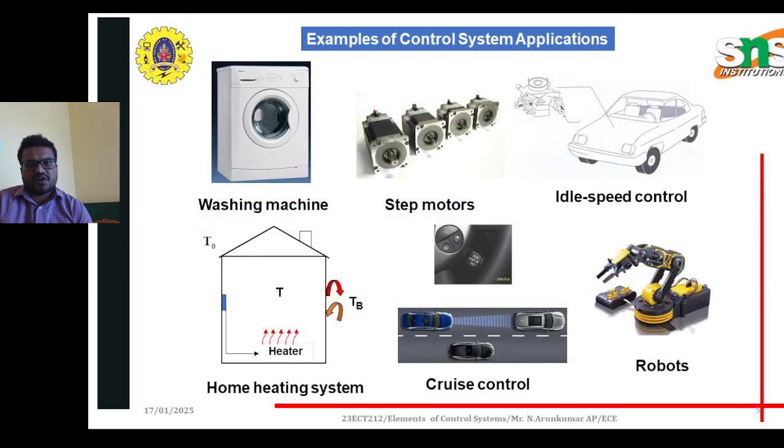So, examples of control system applications. Here they list some applications of control systems. Especially it can be used for washing machines, stepper motors, and idle speed control in cars. Most probably it can be used for robotics models and cruise control. Nowadays cars are coming under the sensors model.